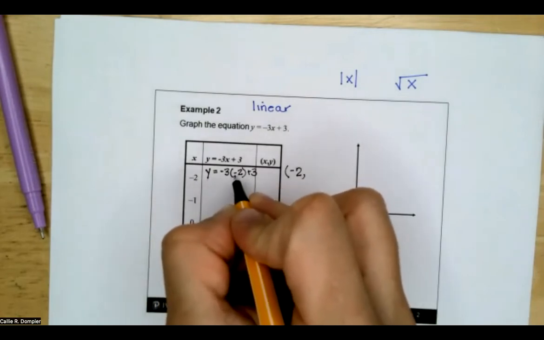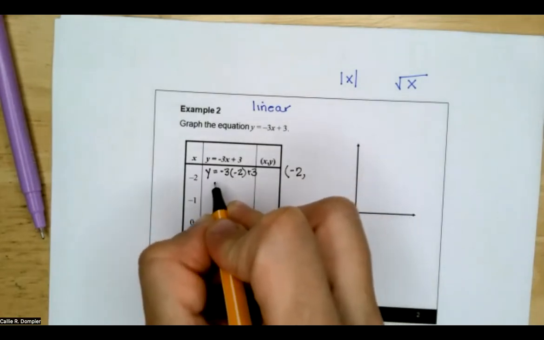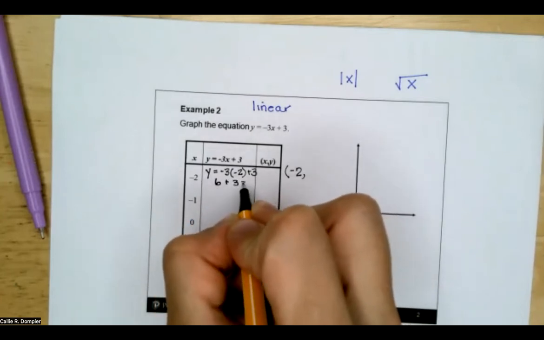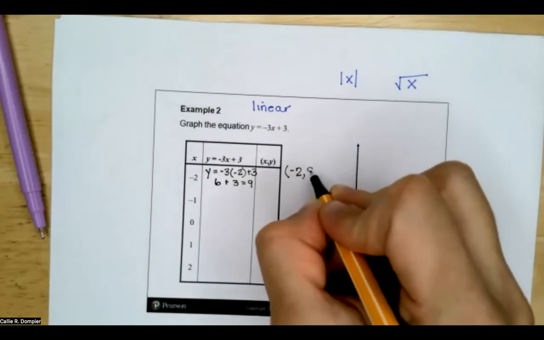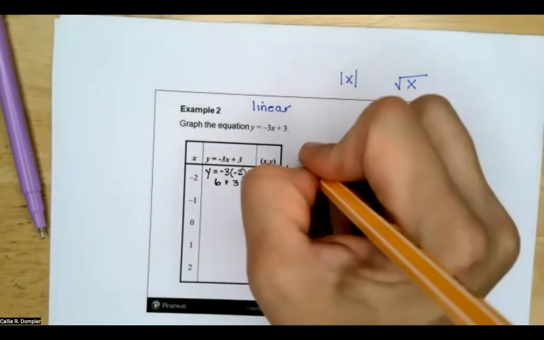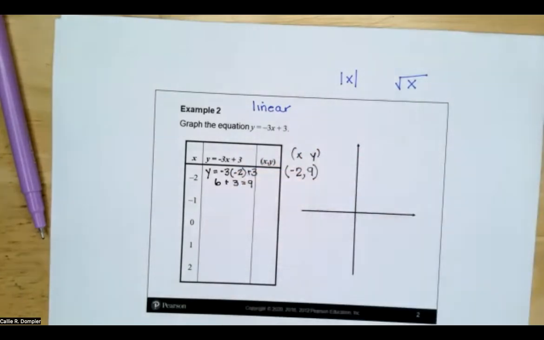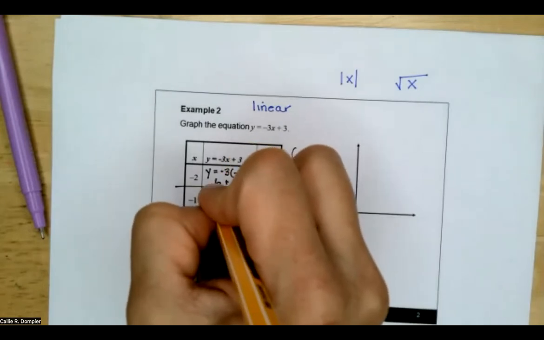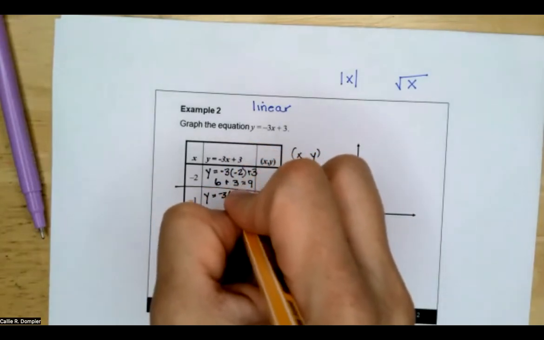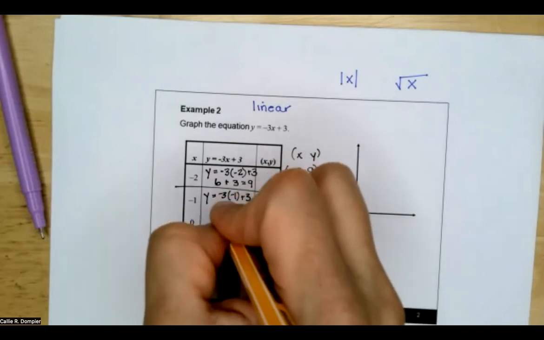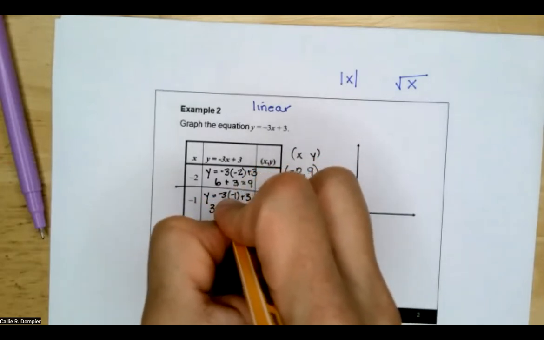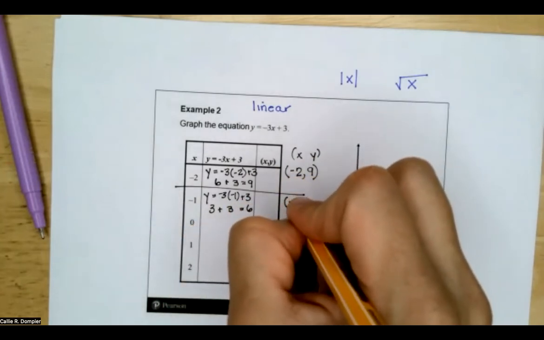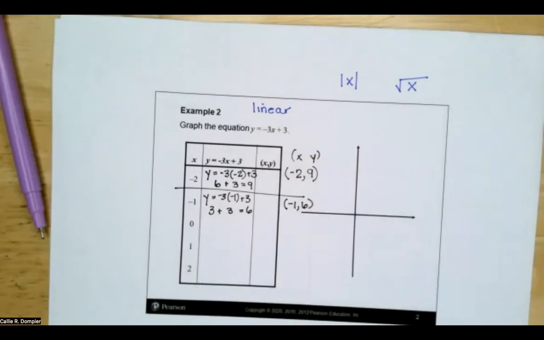Good. So y equals -3 times -2 plus 3. -3 times -2 is a +6, right? 6 plus 3 is 9. So my first point is -2, +9. Now I have when x is equal to -1. So now I have y equals -3 times -1 plus 3. -3 times -1 is just 3 plus 3 is 6. So that point's going to be -1, +6.